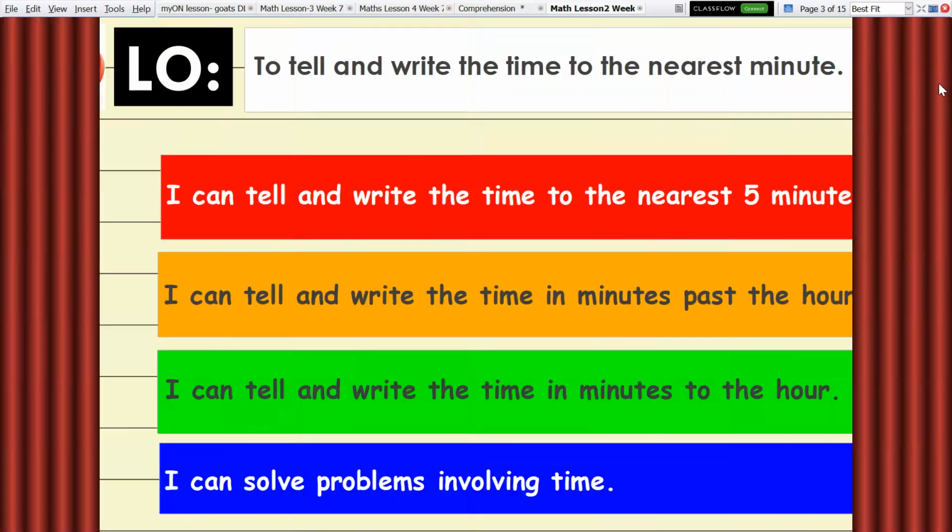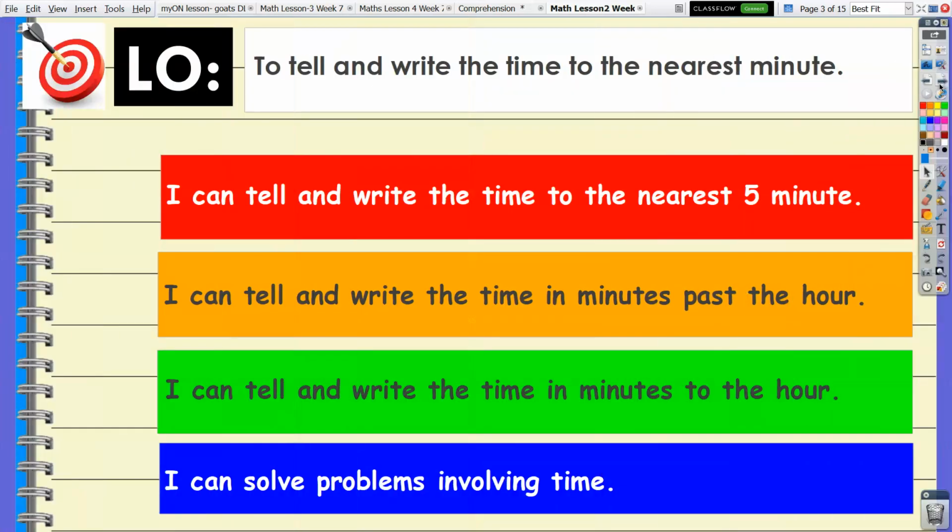Our learning objective for this morning is to tell and write the time to the nearest minute. Success criteria. I can tell and write the time to the nearest 5 minutes. I can tell and write the time in minutes past the hour. I can tell and write the time in minutes to the hour. And I can solve problems involving time.